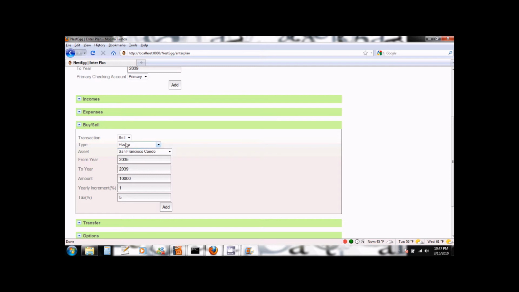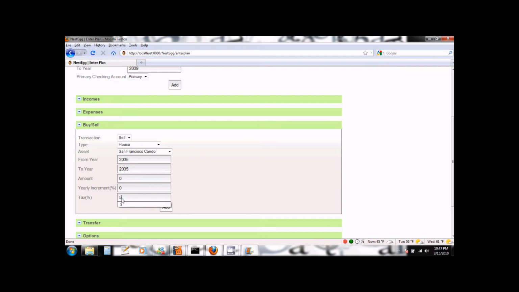For a house, you can sell it only one time. So you can specify anything. For the to year, you have to specify the same thing as the from year, because it's only done once. The amount, you can specify 0, because it really doesn't matter what you specify, because the house will be sold at its market price in that year. The yearly increment, you can set it to 0, because it's not going to increase, it's a one-time sale. And you can specify how much tax you are going to pay when you make the sale.